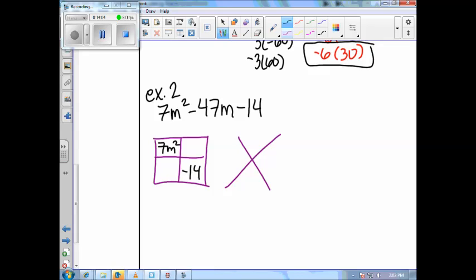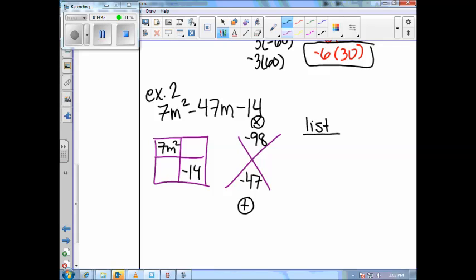Okay, Gustavo, now we take both of those, 7 times negative 14, and put it up here. So do you know what 7 times negative 14 is? Can you find it, please? Okay. And then Gustavo, which term goes here? It comes from here. What haven't we used yet? Negative 47. Okay, so we do a list.